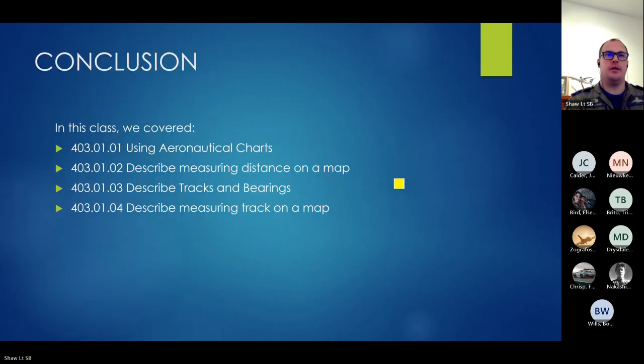Awesome. All right, conclusion. So we covered 403.01.01, 2, 3, and 4: measuring distance on a map, tracks and bearings, measuring track on a map. Why this is important, you've probably caught on fairly quickly, is that you need to know how to measure this in order to plan out cross-country flights. There's a lot that goes into it, right? You're quickly discovering that before we even get to turn in on our plane and take off, there's usually an equal amount of time and paperwork that goes into it beforehand. You'll have to get to know how to do this fairly quickly.